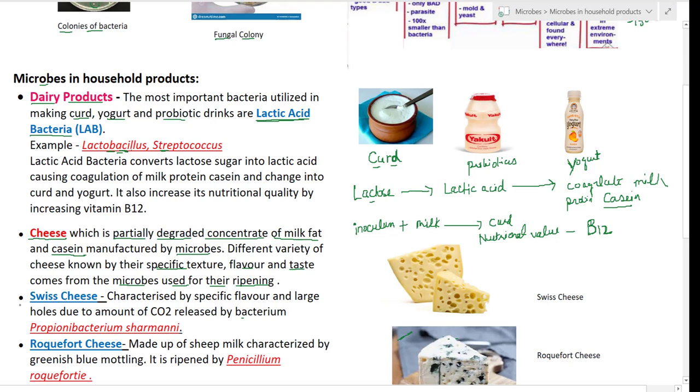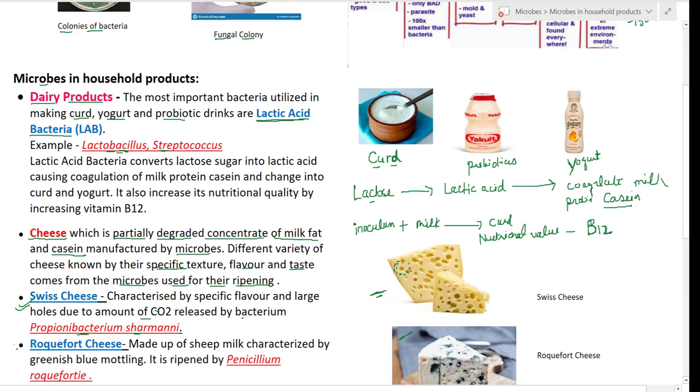First we come to the Swiss cheese. Here we have the picture of Swiss cheese. You can see here, this is characterized by large holes and a specific texture. These large holes are formed due to the amount of CO2 released by the bacteria used for its ripening. The bacterium we use for ripening Swiss cheese is Propionibacterium shermanii. This is quite an important bacterium, and the large amount of CO2 released forms these holes in the cheese.